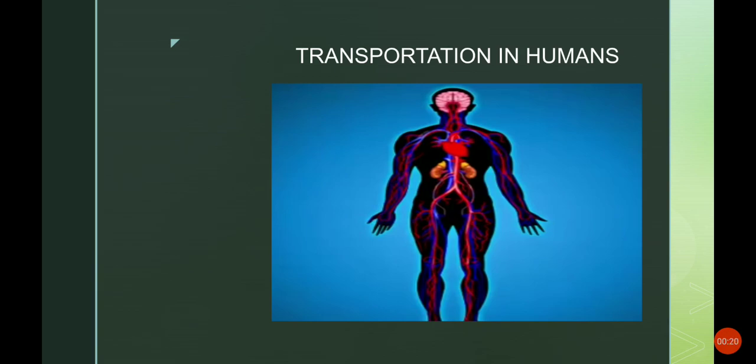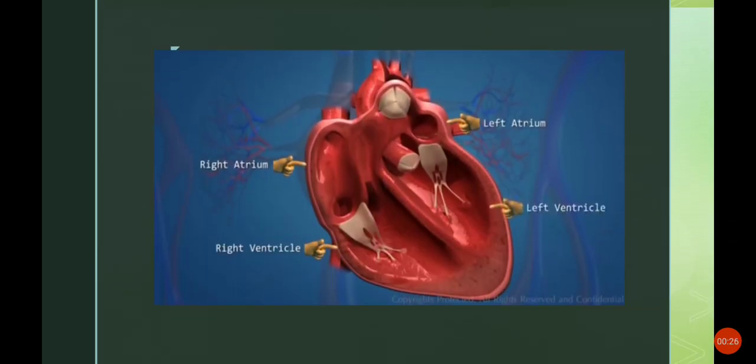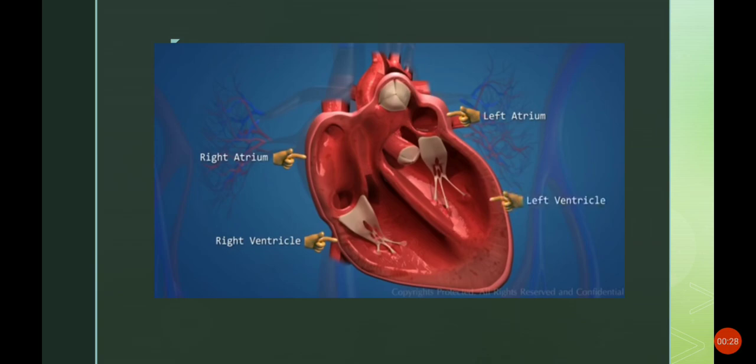So today we continue this topic, transportation in humans. In the last video, we went through the function of the heart. In the heart there are 4 chambers: right atrium, left atrium, right ventricle and left ventricle.